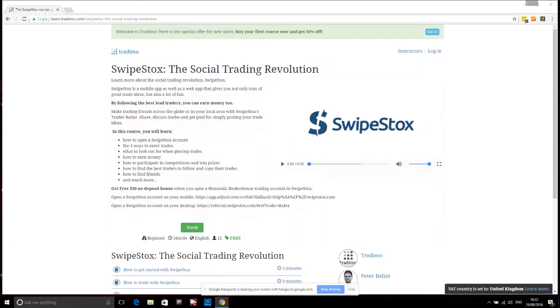So basically, if you want to get started with SwipeStox and make the most of this opportunity, you need to use a special link. You can't just go straight and sign up because some benefits, some bonuses won't be available to you.